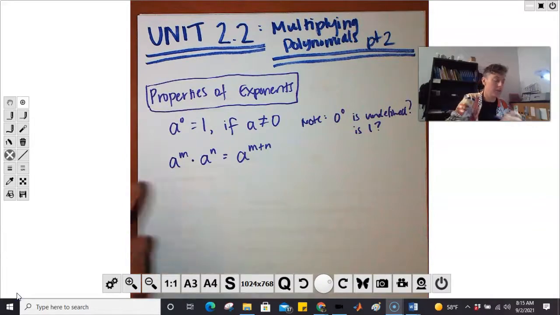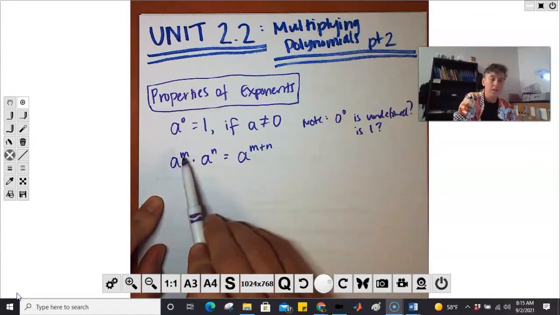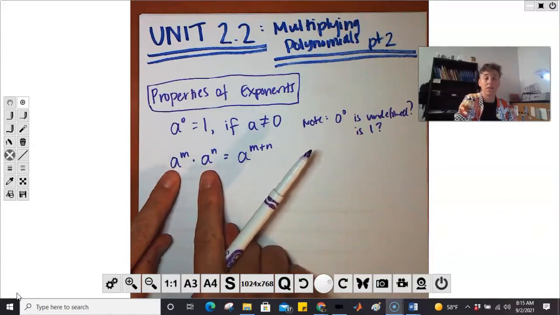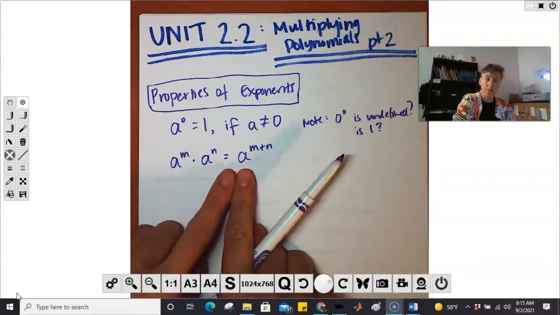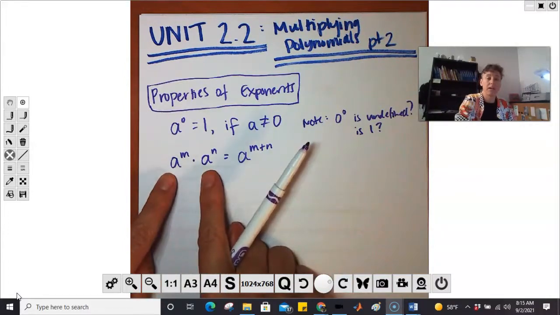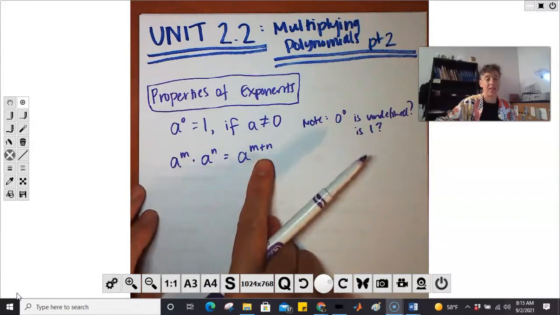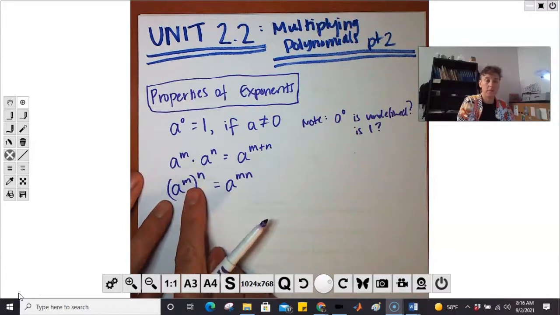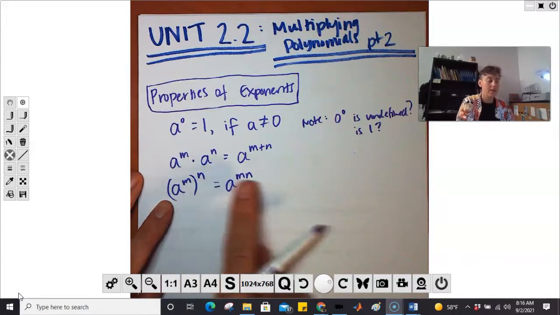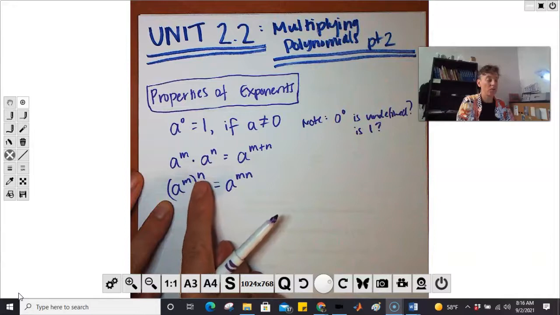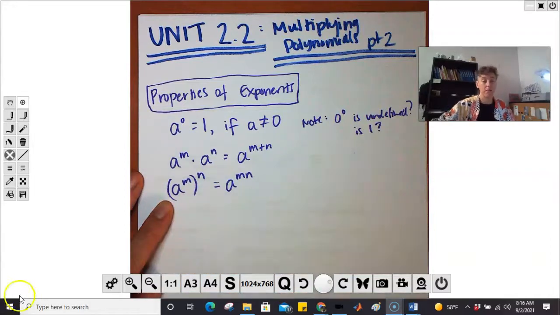Our next property, we'll say a to the m power times a to the n power, such that the bases are the same, means we'll have that base to those exponents added together. So for multiplying things that have the same base, we're going to add the exponents. Now the next one, if we have something to a power, to another power, in this case we multiply those exponents. So a to the m to the n, a power to a power, means multiply the exponents.